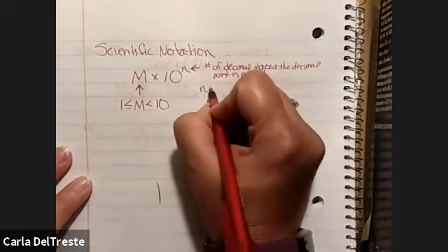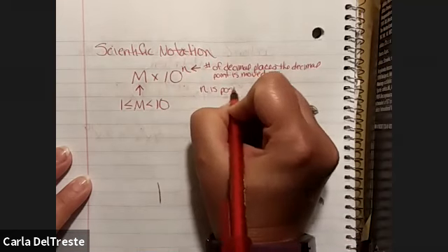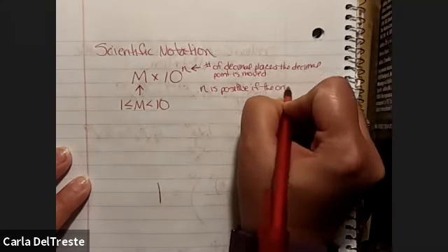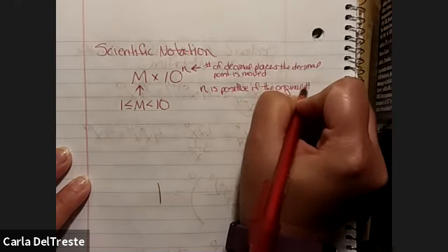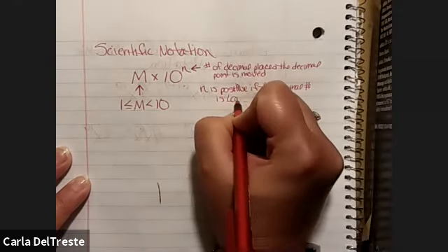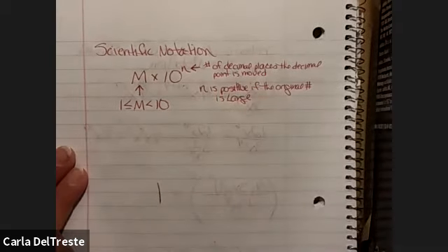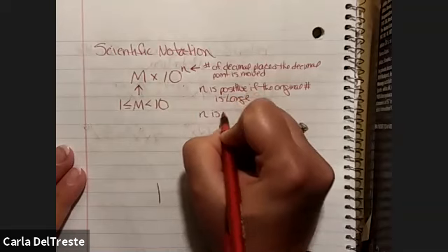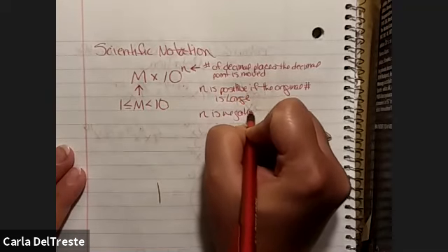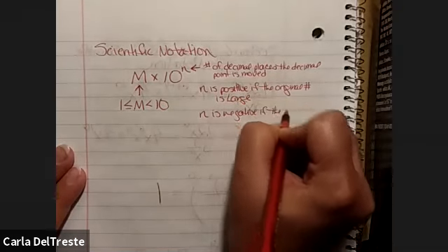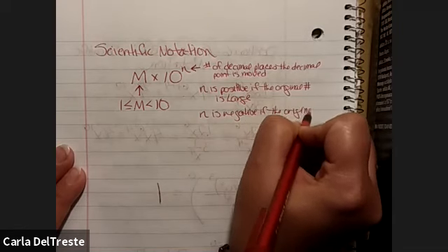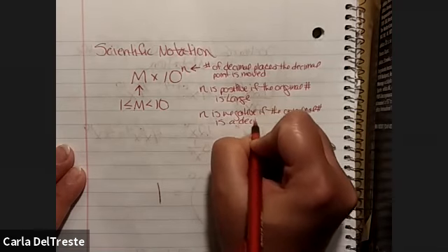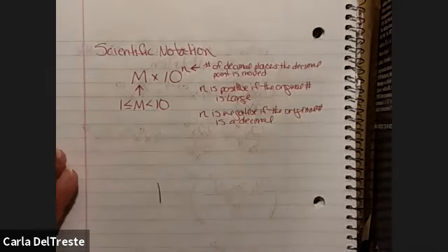So n is positive if the original number is large. So if it's a big number, it's going to be a positive exponent. N is negative if the original number is a decimal, is tiny, okay?